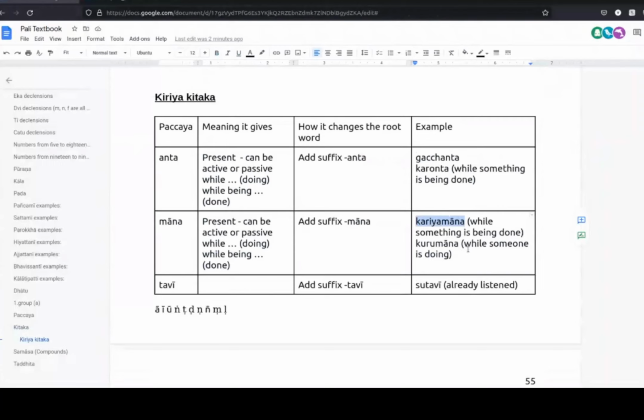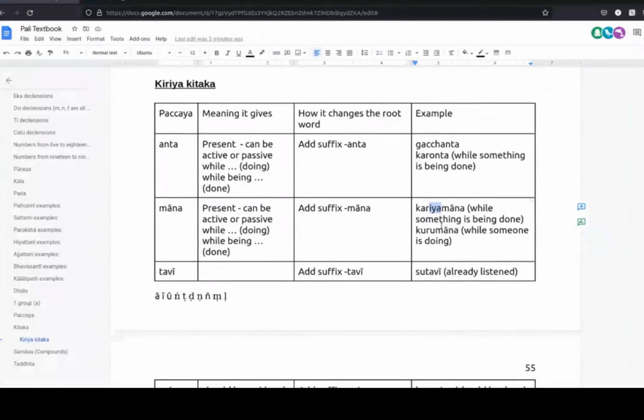While something is being done. Right, and again, remember you only use the present stem for katuwachika, for active. This is very confusing, I'm sorry. But okay, remember that for passive, you use a different pachaya, you don't use the present stem, and you end up with karyamana. I'm sorry, this has got to be too confusing.